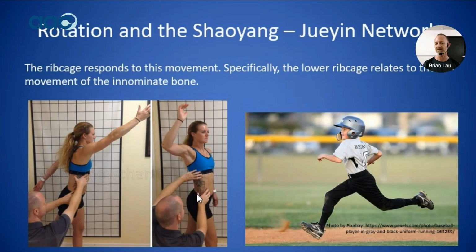So when we're doing this rotation exercise, I want to look at how that winds from the pelvis up into the lower rib cage, out into the shoulder girdle.